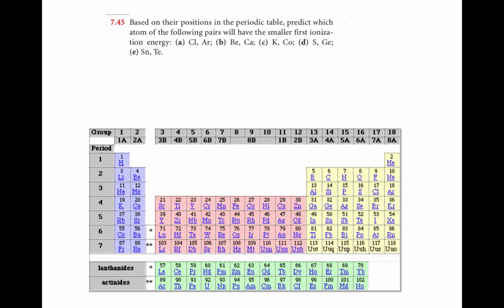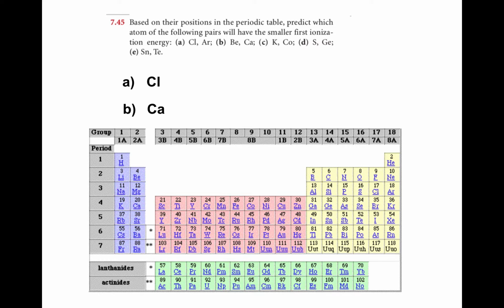Based on their positions on the periodic table, predict which atom of the following pairs will have the smaller first ionization energy. All right, so if we're comparing chlorine to argon, chlorine is going to have a smaller first ionization energy than argon. You've got 18 protons pulling as opposed to 17. So argon would have a higher first ionization energy. Calcium versus beryllium. Calcium, you're taking electrons out of the 4s, which are much more shielded than beryllium. So calcium would have the smaller first ionization energy.